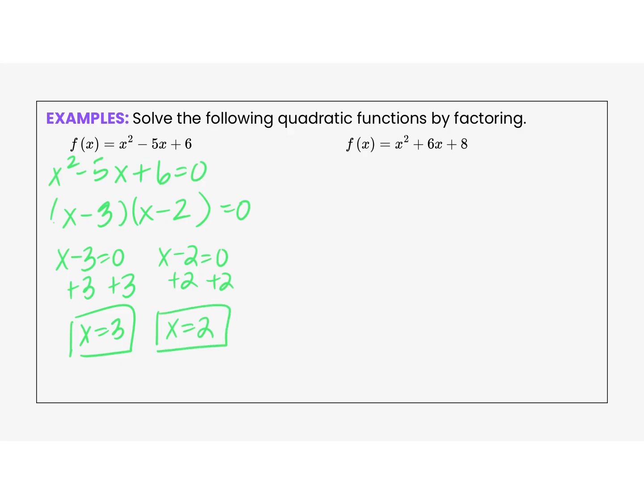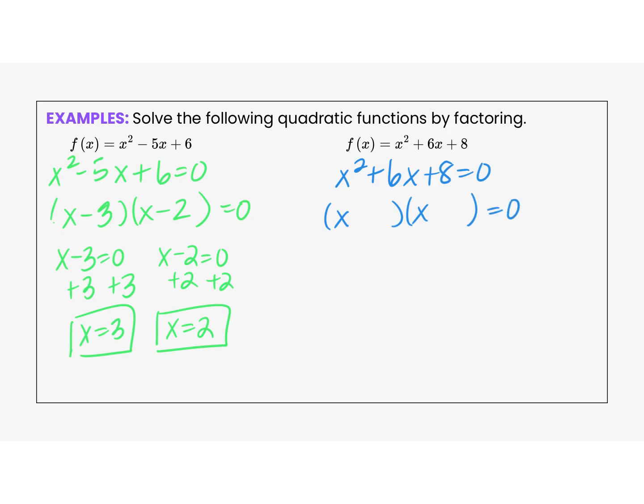If I look at this next one, again, I see no GCF. I see no difference of squares. So I'm going to practice my factoring. First thing, since we're solving, we're setting it equal to 0. And then I'm looking for factors of 8 that add to 6.